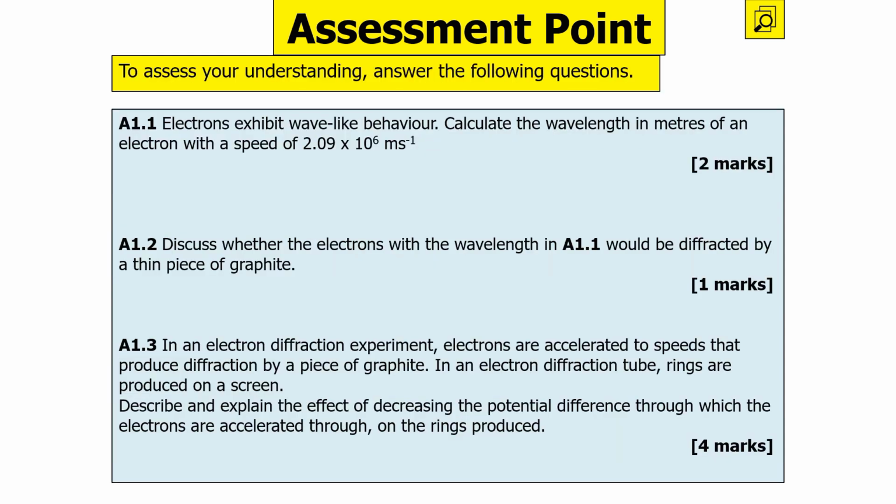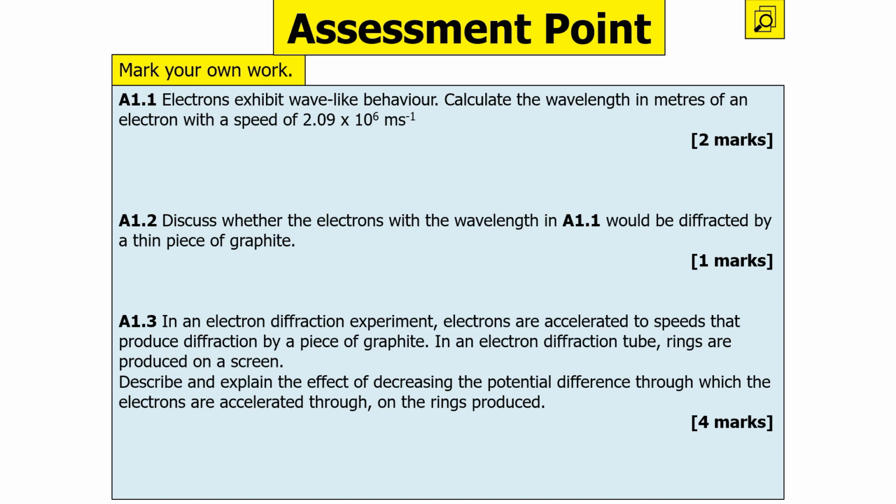The next question says, electrons exhibit wave-like behavior. Calculate the wavelength in meters of an electron with a speed of 2.09 times 10 to the 6 meters per second. Discuss whether electrons with this wavelength will be diffracted by a thin piece of graphite. In an electron diffraction experiment, electrons are accelerated at speeds that produce diffraction by a piece of graphite. In an electron diffraction tube, rings are produced on a screen. Describe and explain the effect of decreasing the potential difference through which the electrons are accelerated on the rings produced. So pause the video now, then unpause the video when you want to go through your answers.